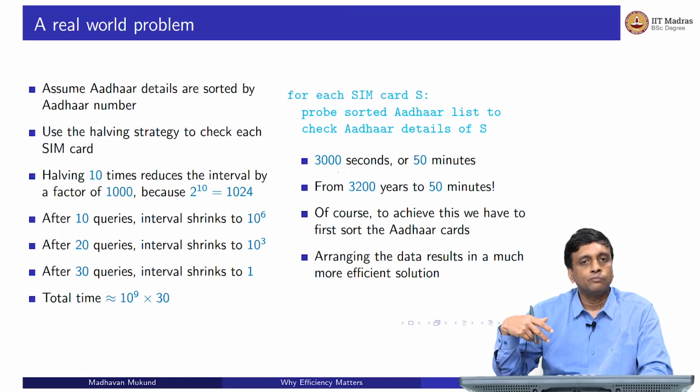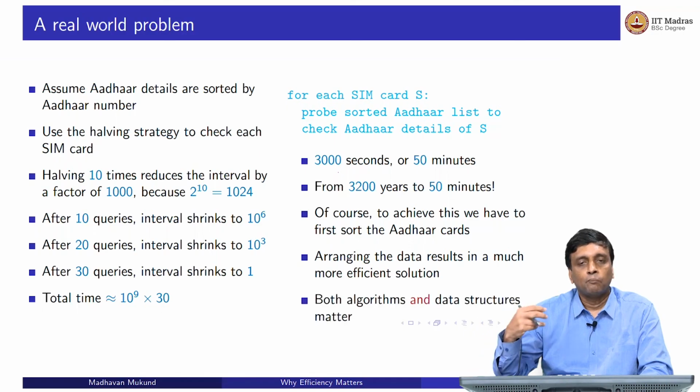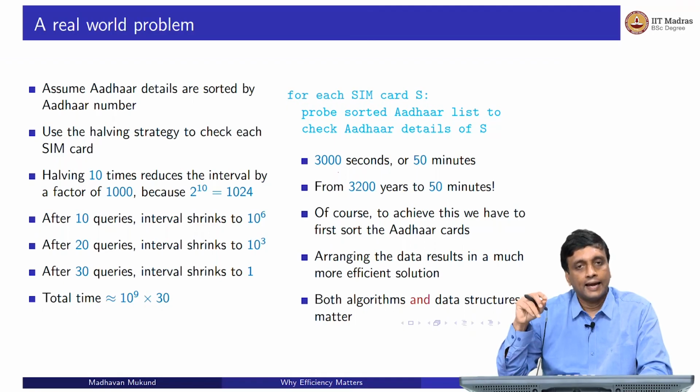So that was an algorithm which did not depend on how the data was presented to us. Here we are actually changing the way the data is presented to us. We are assuming that the Aadhaar cards are sorted, and if the Aadhaar cards are sorted, then we can do this efficiently, right. So the moral of the story is that both are important. This is why this course is called data structures and algorithms. So it is important sometimes how the data is organized. So at the very least we have the organization in this case.